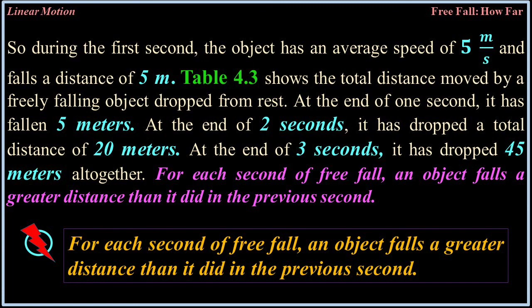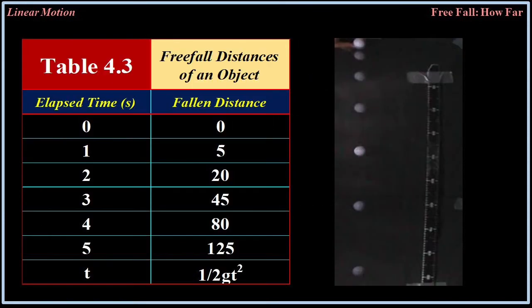At the end of 1 second, it has fallen 5 meters. At the end of 2 seconds, it has dropped 20 meters. At the end of 3 seconds, it has dropped 45 meters altogether. For each second of free fall, an object falls a greater distance than it did in the previous second. Table 4.3, free fall distances of an object.